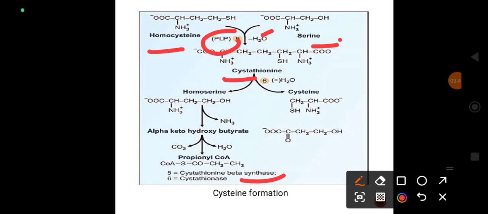The cystathionine by cystathionase enzyme, by adding a molecule of water, releases homoserine and cysteine. This homoserine by deamination and decarboxylation gives you propionyl CoA.